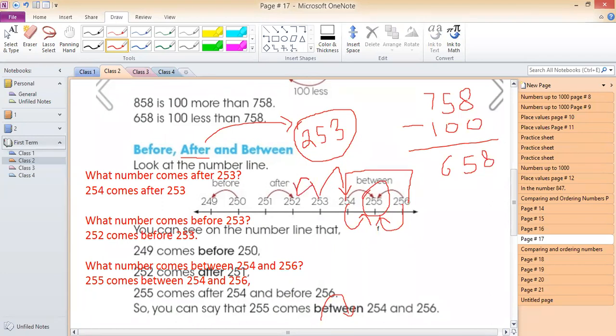And when you need to find the number which is between two numbers, like what number comes between 254 and 256, you will check out the two numbers, and this is the number which is between. Or you can check after 254 what comes, or you can check before 256 what comes. In both ways you can find the number which is between these two numbers.